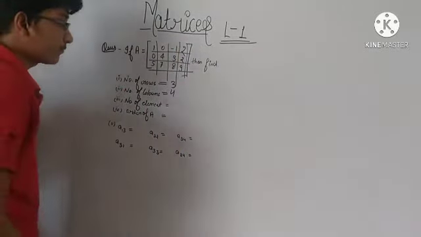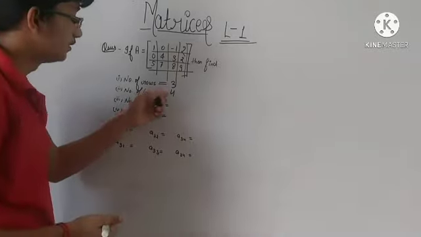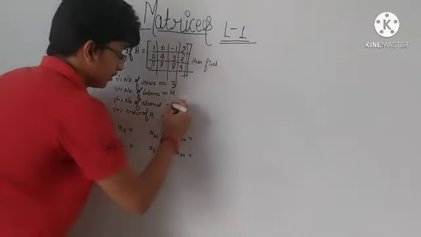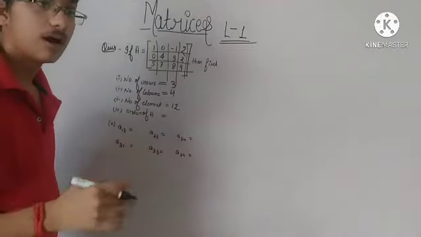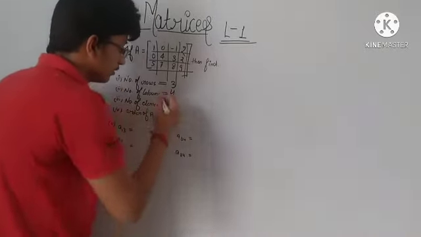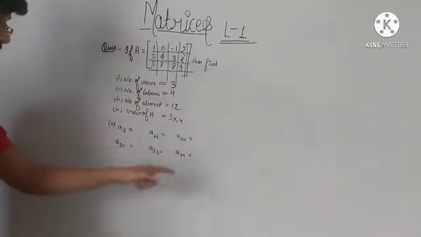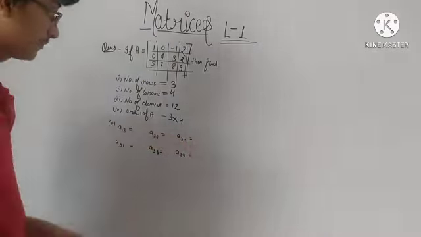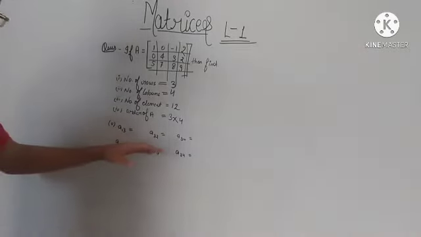Number of elements R into C. R कितने? 3, columns 4. तो multiply 12. Order of A is R into C. R हमारा कितना है? 3 into हमारा C कितना है? 4. Order of A is 3 into 4. कभी भी इसको मल्टीप्लाई नहीं करेंगे. Don't forget this.